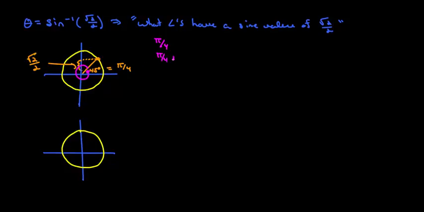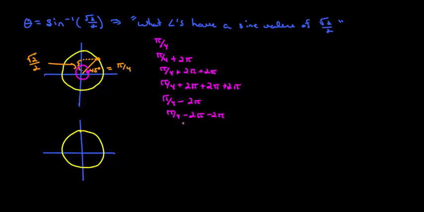The other one is pi over 4 plus 1 revolution, which is 2 pi. We could also do 2 revolutions from pi over 4. I could rewrite this like this: plus 2 pi plus another 2 pi. Or 3 revolutions. Okay, this game can go on forever. Now, in fact, I can go the other way as well. I could go in reverse. I could say pi over 4, and let's go clockwise, a revolution. Or let's go clockwise, 2 revolutions.